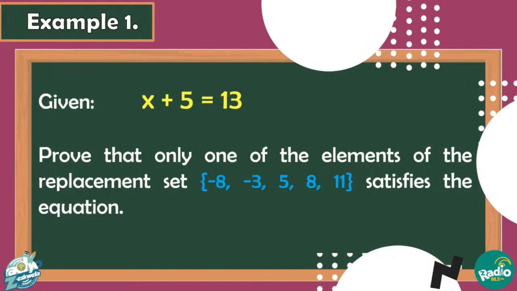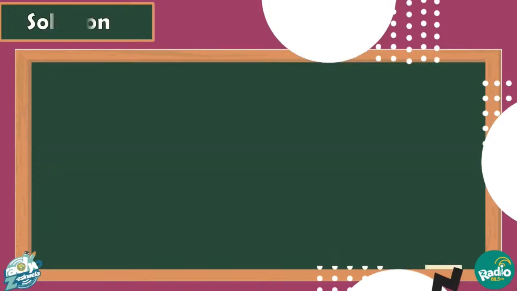Let's evaluate this one. x plus 5 is equal to 13. Let us prove that only one of the elements of the replacement set, negative 8, negative 3, 5, 8, 11, satisfies the equation. Let's begin with x is equal to negative 8.